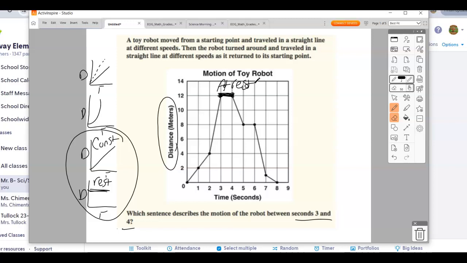Oh, okay. I see what happened. He said 12 seconds. This 12 is actually meters. So these are meters. It's going to be in between here because we're measuring in seconds. So how long was it at rest? It's at rest between 3 and 4 seconds. How long was it at rest? How many seconds?